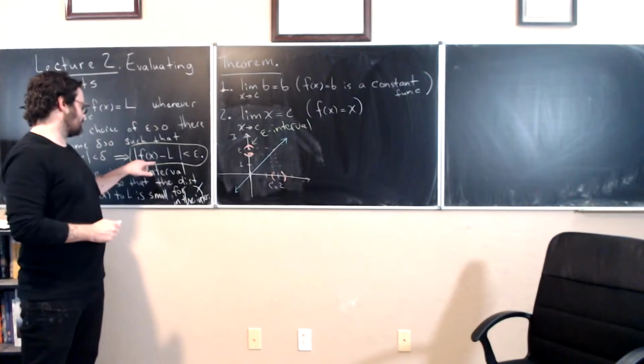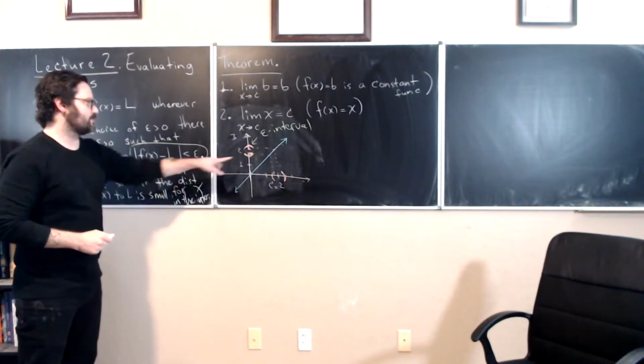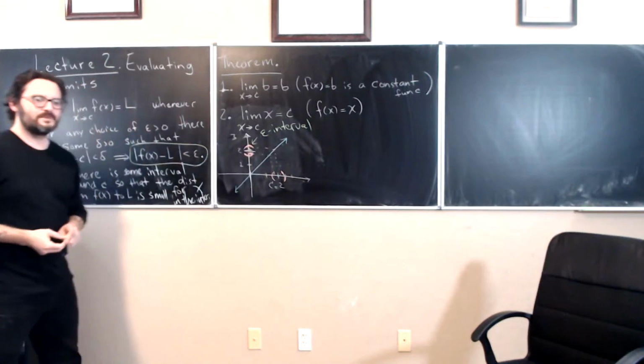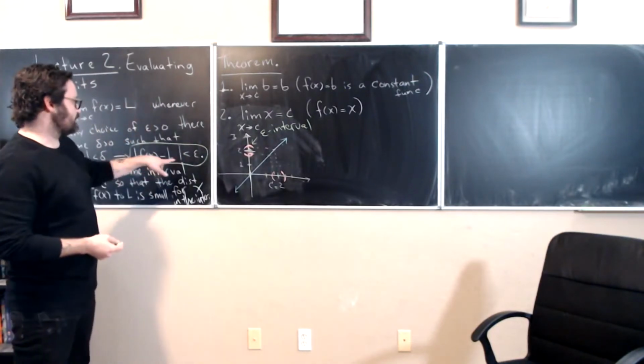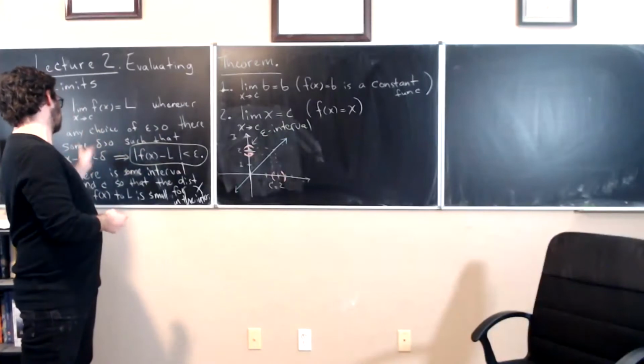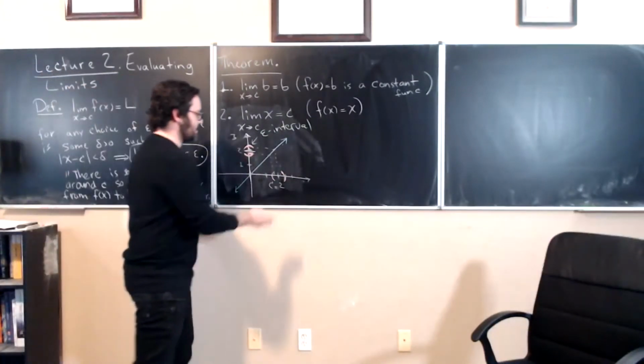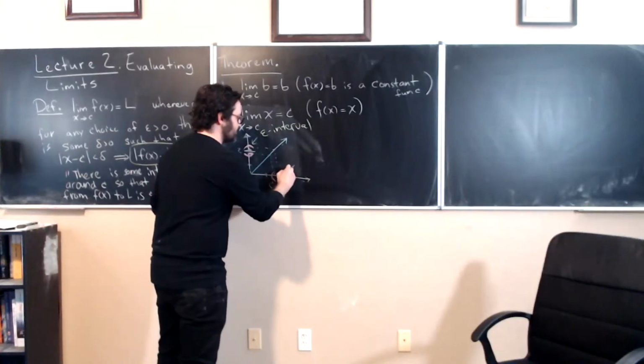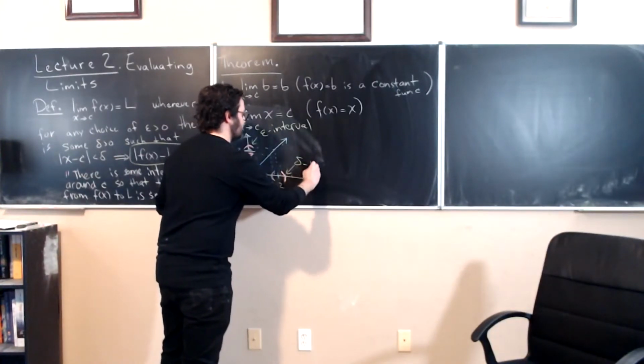Right? The function is within epsilon to the limit. In this case, the limit is 2. Okay? So we need to be able to find an interval around C, which in this case happens to be the same size interval. So this right here would be the delta interval.